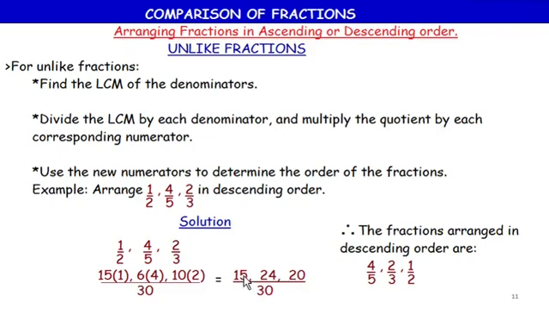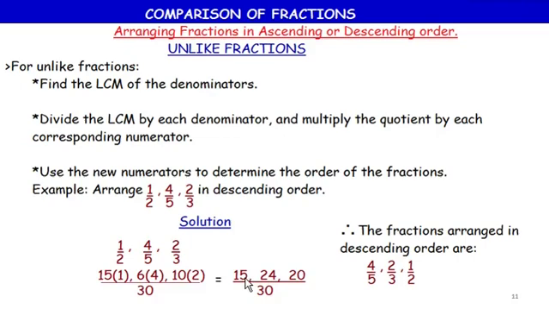Now this means that the 15 corresponds to 1 over 2, 24 corresponds to 4 over 5, and 20 corresponds to 2 over 3. So in determining the order or comparing the size of the fractions, we are going to make use of these new values up here, right? The reason being that they now have a common denominator of 30, so we can now compare the numbers up here. We have to arrange them in descending order, meaning from the highest to the smallest.